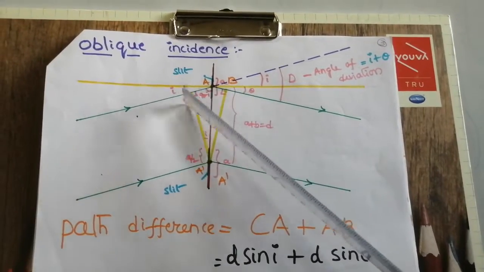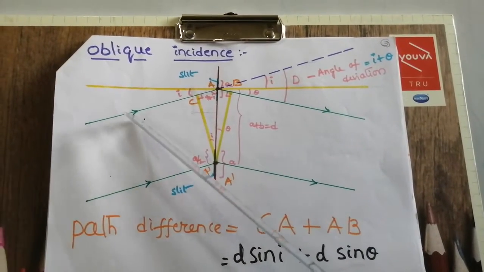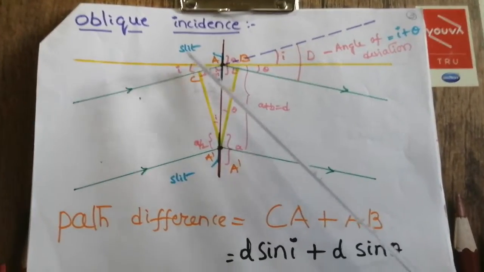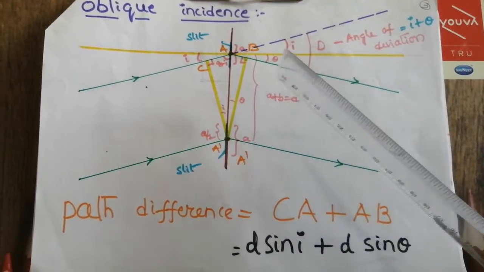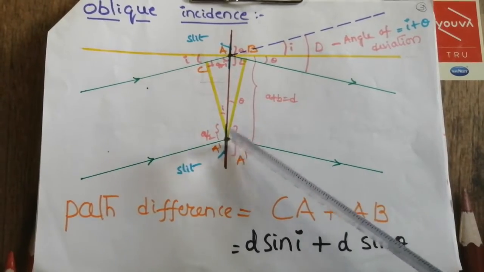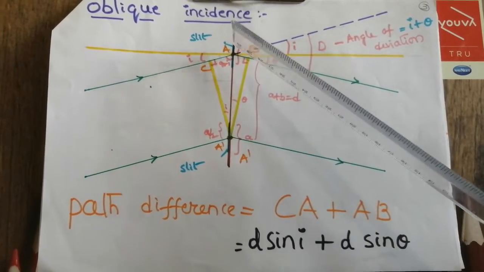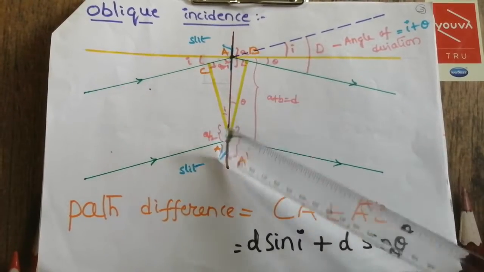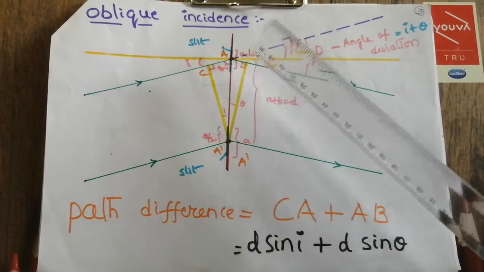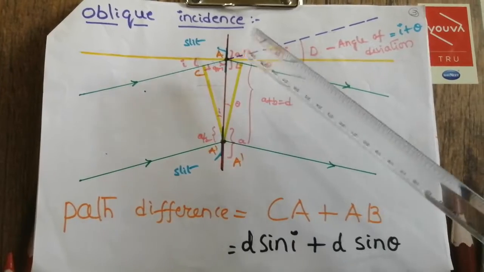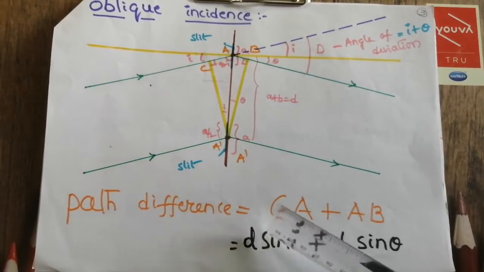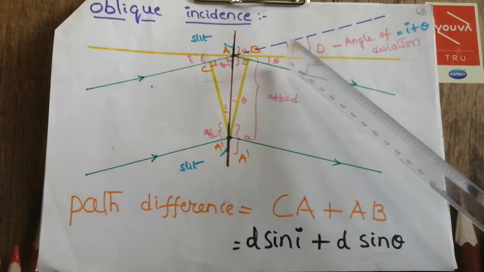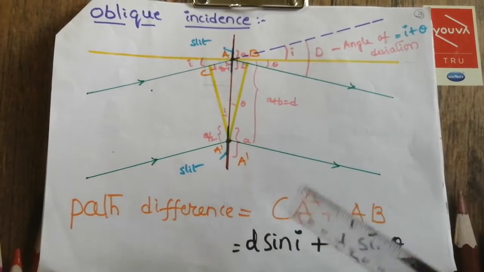The other case is oblique incidence. That means the light ray is incident with some angle of incidence on the diffraction grating. Here A and A dash are the center points of two consecutive slits. This blue line is the slit, and A and A dash are the centers of two slits. Now I is the angle of incidence and theta is the diffraction angle.